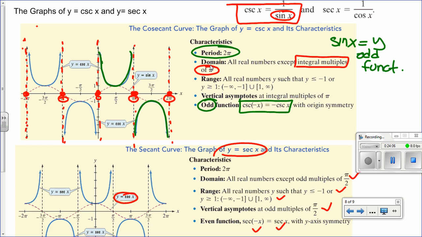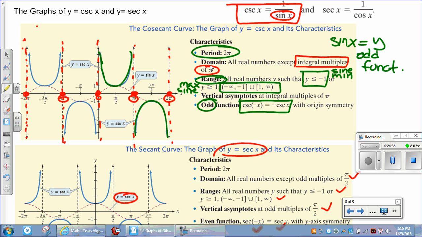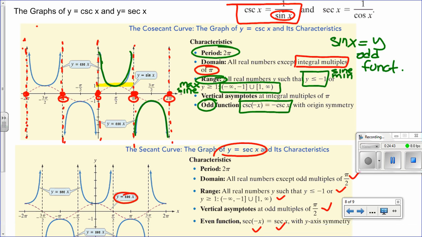Now, for the range, let's go over that before we start graphing. The range is going to be all real numbers such that the numbers will be less than the minimum for the sine function, or greater than the maximum of the sine function. Now, if we break that into an interval, what we're talking about are numbers that go from here, the y values, to here, or from here.